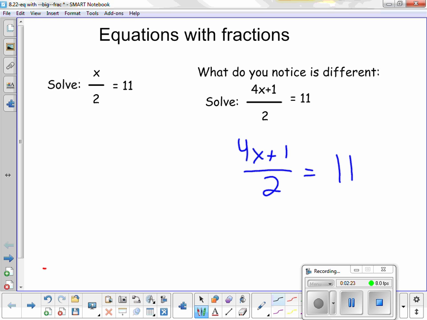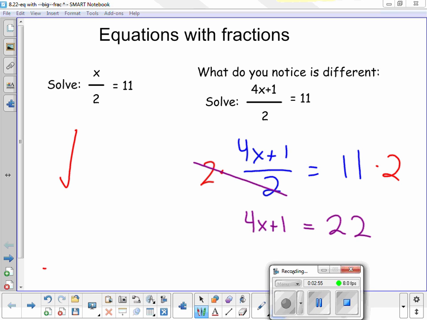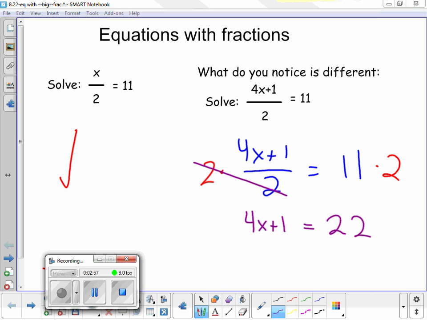So essentially, since this is a part of the fraction, I can't subtract 1 from both sides because it's stuck up top. I got to get rid of the fraction first. So I get rid of the fraction by multiplying by 2, just like we did to the problem over here. So now when I multiply by 2, the 2's cancel here. I bring down everything that's left up top. And 11 times 2 is 22. And now if you look at it, it's just a simpler equation like we've dealt with.